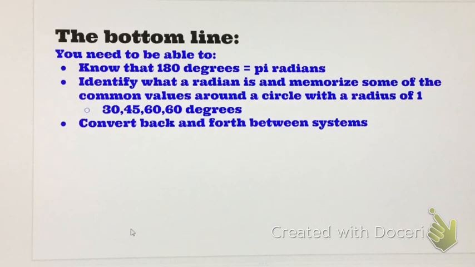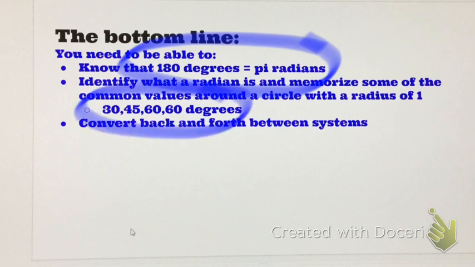Bottom line, end of story. You need to be able to know that 180 degrees is pi radians. That's the big, big, big news. And then you know what a radian is. Now, if we can get more familiar memorizing some of the common values, that's great. But that is a little more of the next lesson.